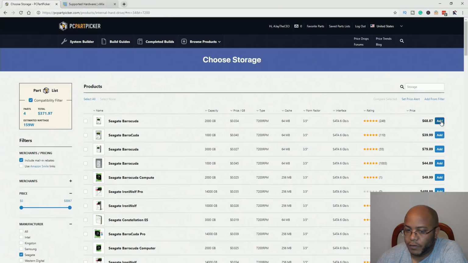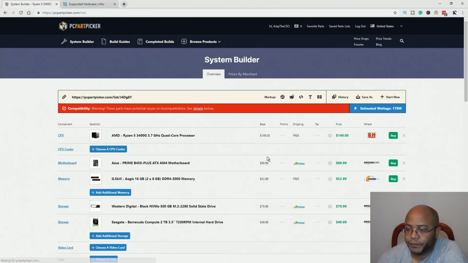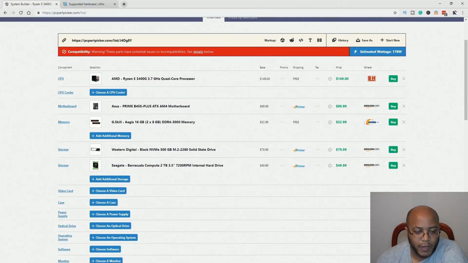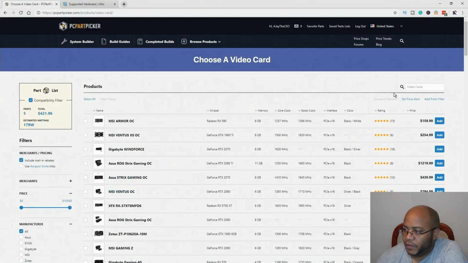I think this was it. No, it wasn't. It was the 49 one. This one. Alright, so I'm going to still add the same graphics card in here. This was the Asus 1050 Ti.